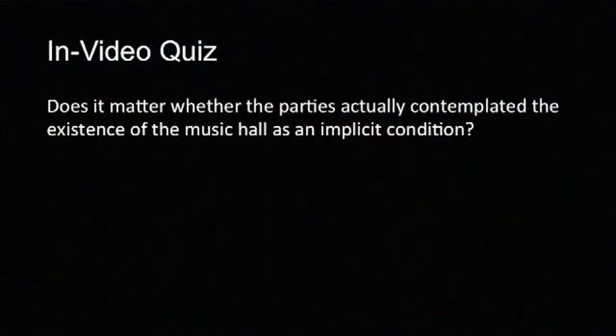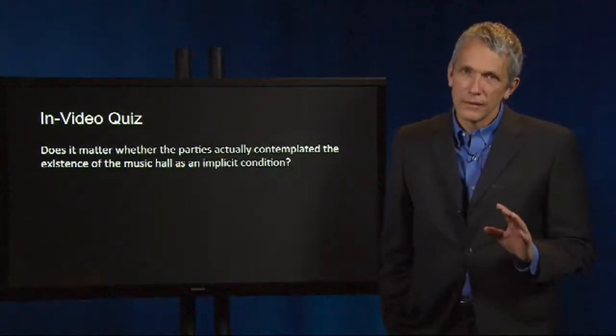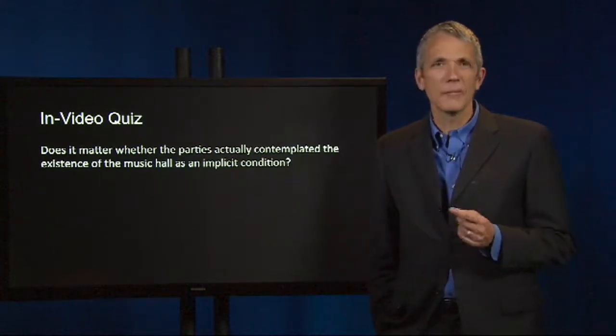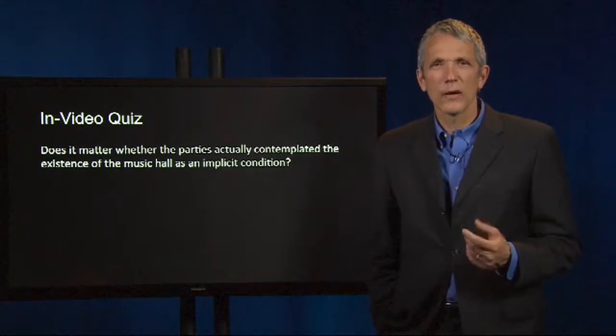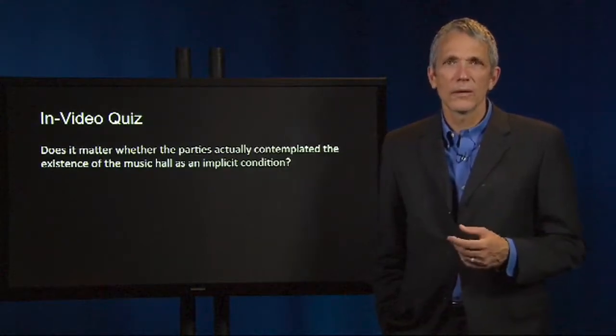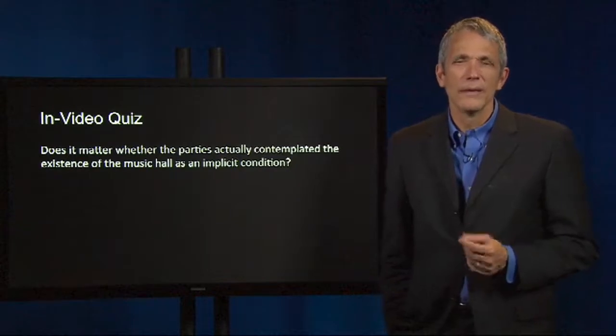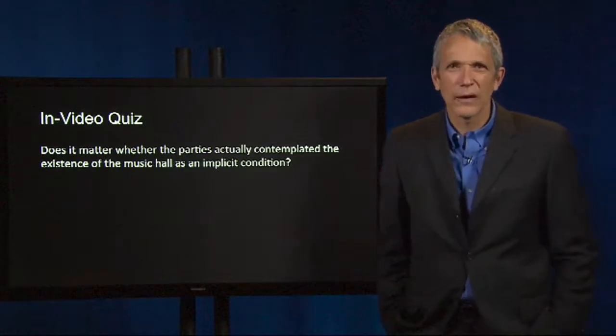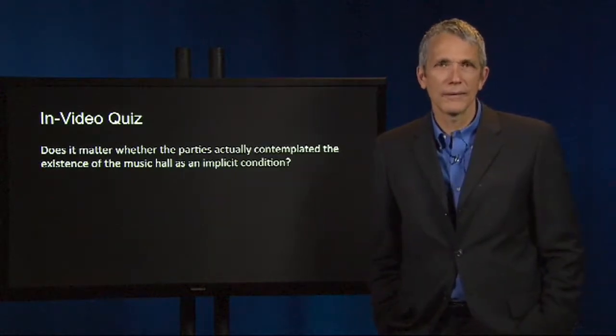Let's try a quiz. For the existence of the music hall to be an implicit condition, does it matter if the parties actually contemplated it? In other words, did the parties need to have the implicit condition in their minds at the time of forming the contract? Well, no, it usually doesn't matter whether the parties actually had this implicit condition in mind. The inquiry usually focuses on what reasonable people would have intended rather than what the parties actually thought about. The implied condition that the music hall would still exist is implied by force of law and not because the parties had it in mind.